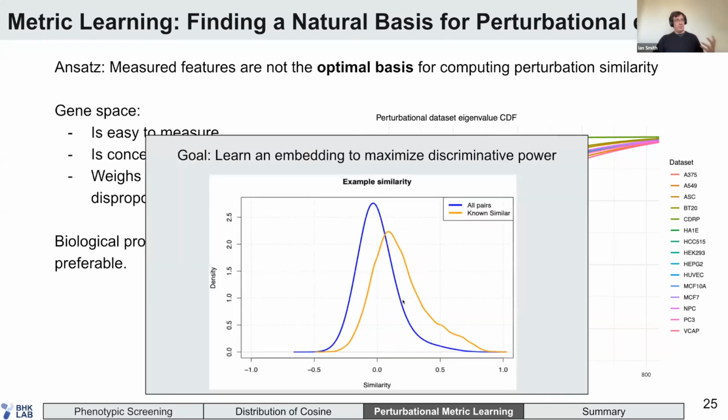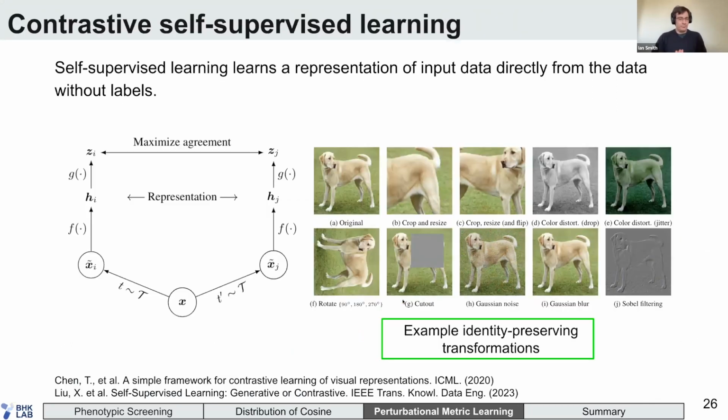So the goal then is to learn an embedding to maximize our power to identify relationships. Most people here are probably familiar with self-supervised learning. If you're not, I'm just going to do a quick 30-second recap. Self-supervised learning is a really exciting technique. There's been quite a revolution, especially in computer vision and NLP. The basic idea is to learn a representation of the input data directly from the data, but without labels.